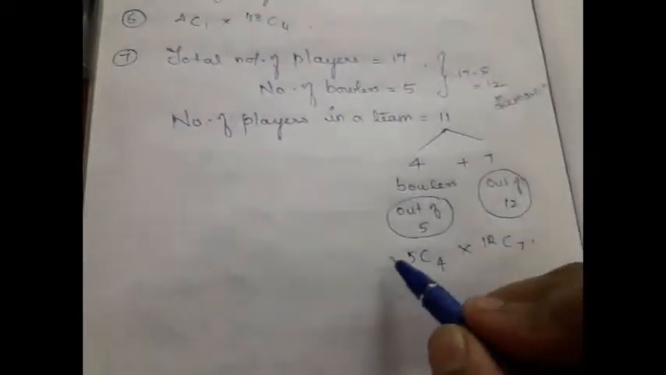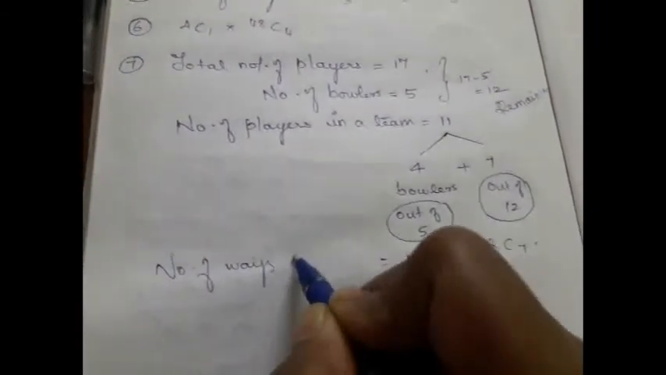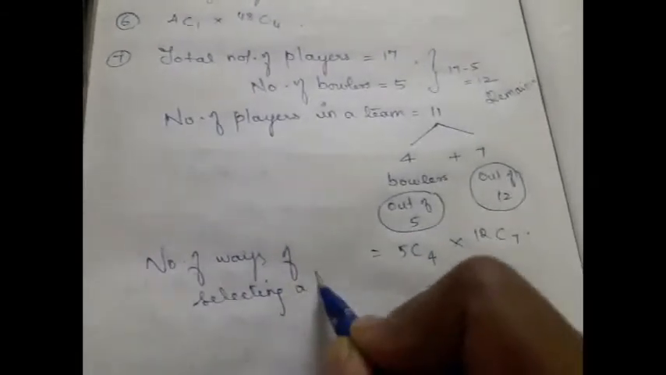5C4 multiplied by 12C7. That's all. That will give you the number of ways we can select a cricket team. This is nothing but the number of ways of selecting a team, right? Hope you understood. So have a clear idea of the question, what is given, and then write your combinations. If you simplify this, you will get your answer.